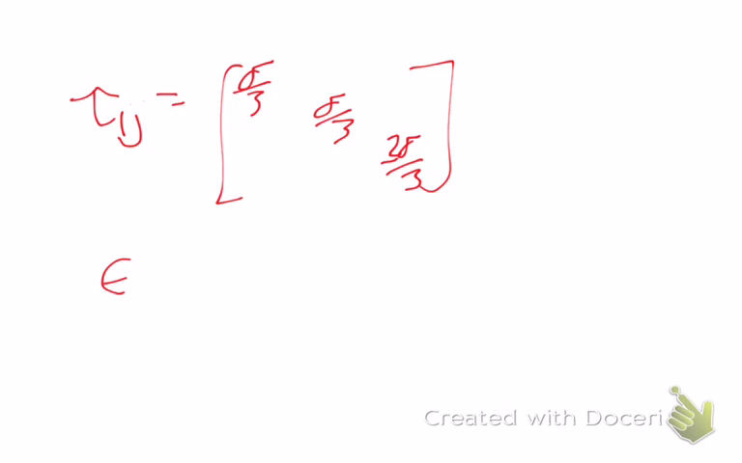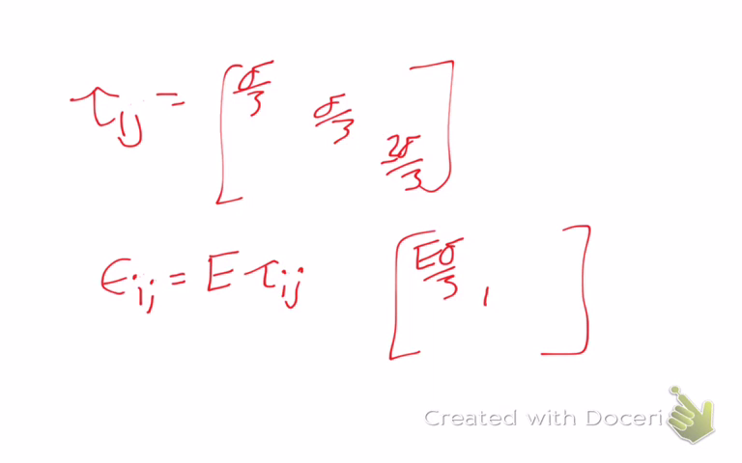If the strain is equal to some elasticity times the stress, you could figure out what the strains are, pretty easy. Our strain rate tensor is going to be E sigma over 3, E sigma over 3, and negative. And this is double, so if you squeeze it by delta L, then you're going to get half that in each direction.